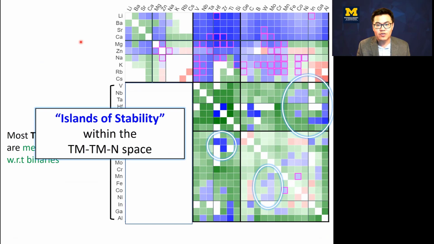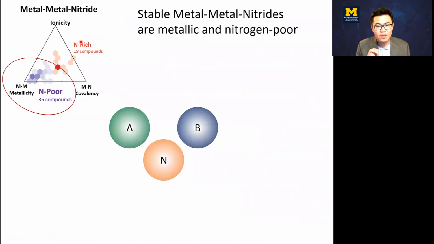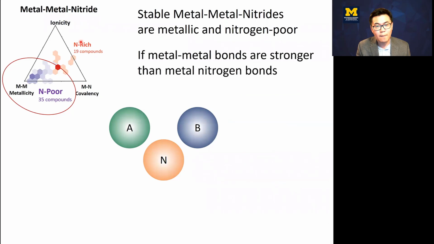Okay, in the metal nitrides, what we found was that most of them are metal rich or nitrogen poor, and they have a lot of metallic bonding. And what we found from analyzing the bonding was this: suppose that you have a particular chemistry where the metal bonds are stronger than the metal nitrogen bonds.